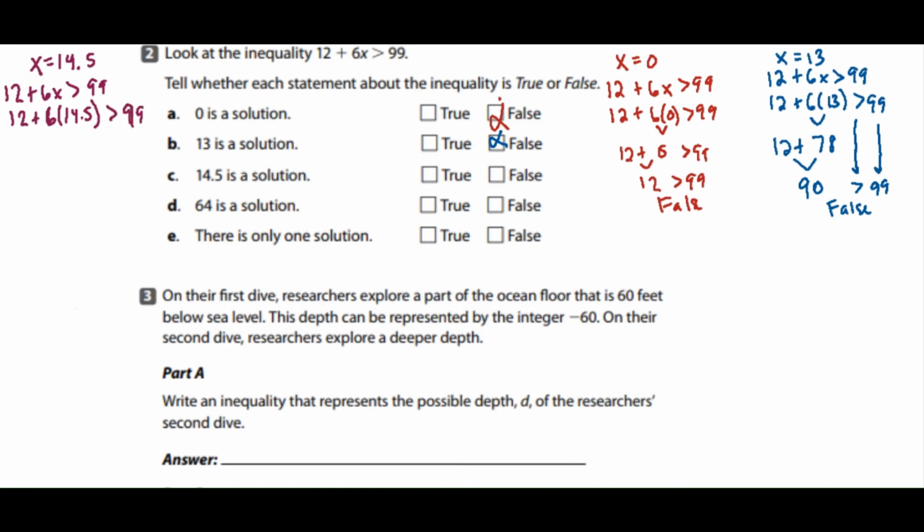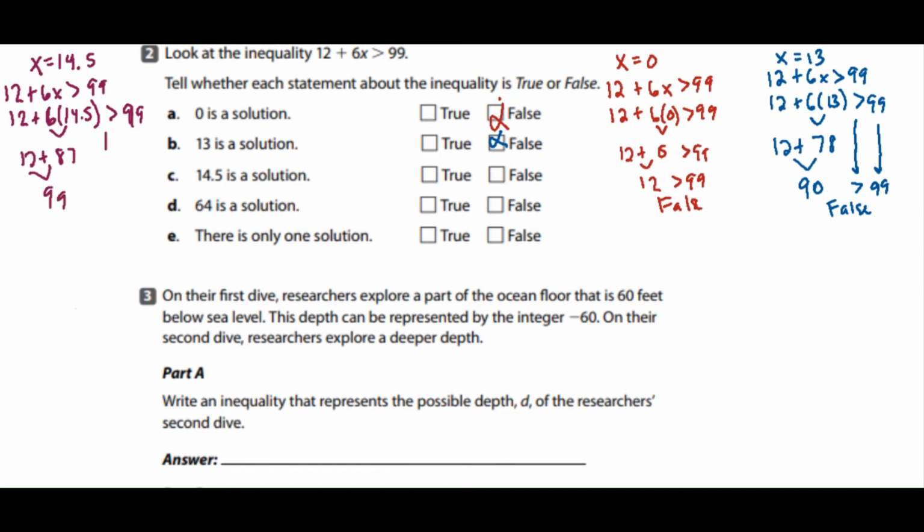Instead of putting x, I put my substitution in the same order of operations formula. All right. Now I'm going to evaluate. The right side of my equal sign is already evaluated because I'll just have 99. So now I need to evaluate the left side. So I need to multiply 6 times 14 and 5/10 first, and that's going to give me 87. Then I'm going to bring down my plus 12, and 87 plus 12 is going to give me 99.